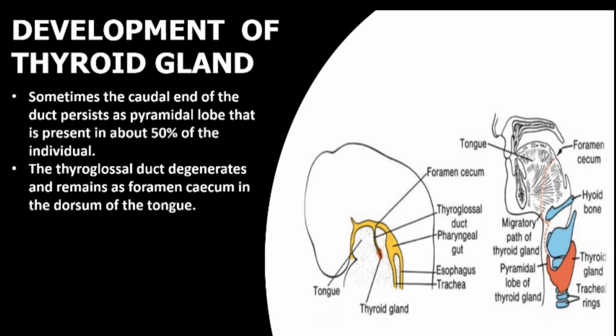However, the thyroglossal duct degenerates and remains as a foramen cecum, which is present on the dorsal part of our tongue. In this week 5 section embryo, you can see a foramen cecum, and this thyroid is developing in front of this pharyngeal gut. This is the sagittal section of the head and neck. Over here, this is the foramen cecum, and this red dotted line represents the migratory pathway of the thyroid.